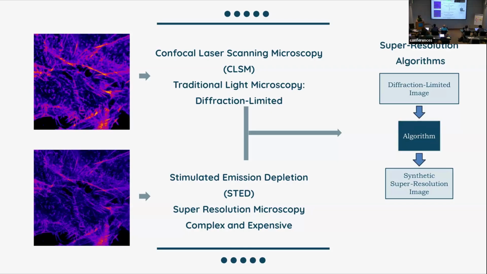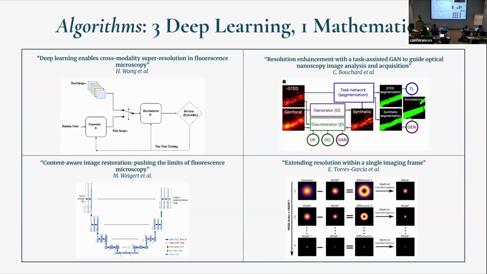So these algorithms exist and have been developed, but they haven't really been compared or benchmarked. So that's what my project is trying to do. I'm going to be comparing 3 deep learning based algorithms and 1 mathematical one, just to see which ones are the best basically, and what the advantages of each are.